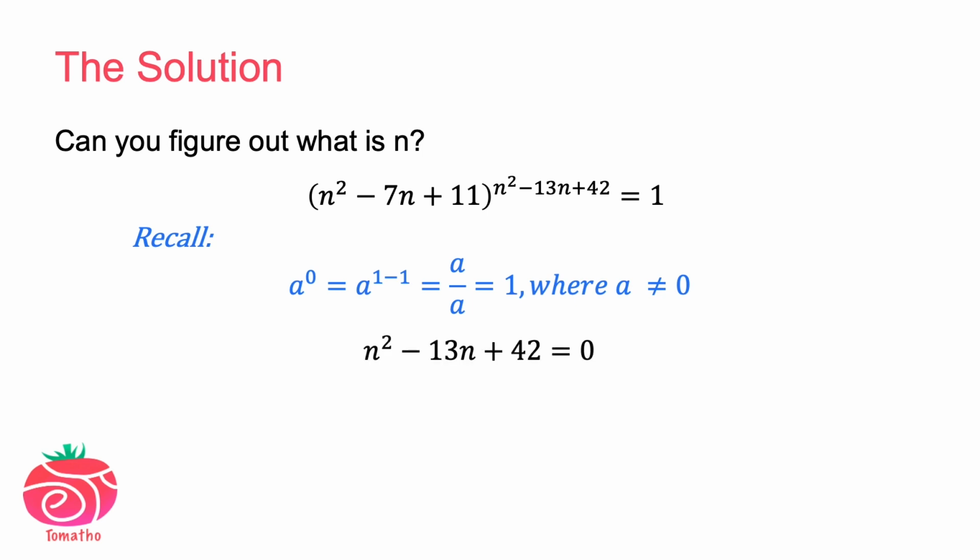So, from the original equation, we can deduce that n squared minus 13n plus 42 is equal to 0. When it's factorized, we have n minus 6 times n minus 7 equals 0. And this gives n equals 6 or n equals 7.